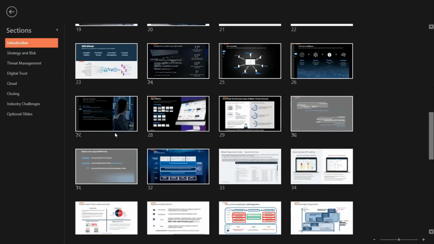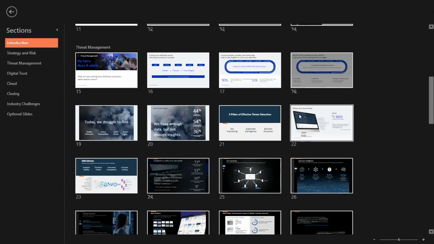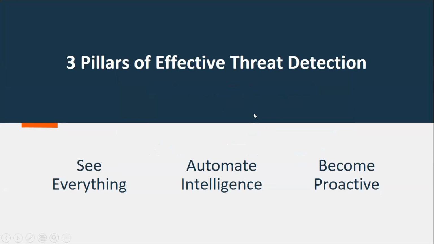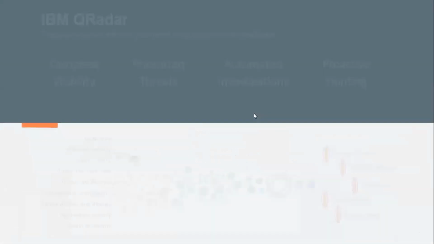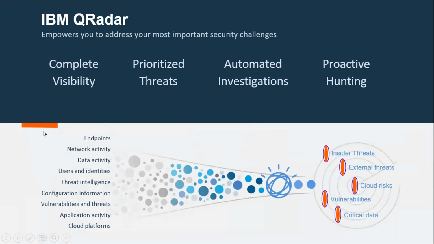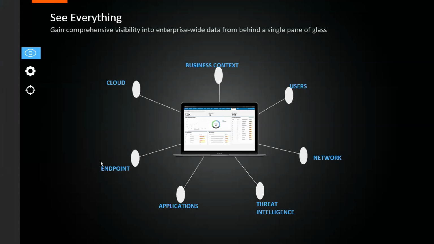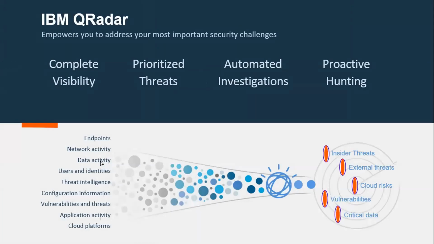Just as a review, last time we were talking about needing a thing that sees everything, right? We talked about the three pillars of effective threat detection for an organization. We wanted to have this thing that sees everything associated with it. And we talked about that last week: QRadar is an offering in this space. It lets you see all that stuff, right? That complete visibility for endpoints, data activity, network users and configuration information. I want to be able to see all of that.